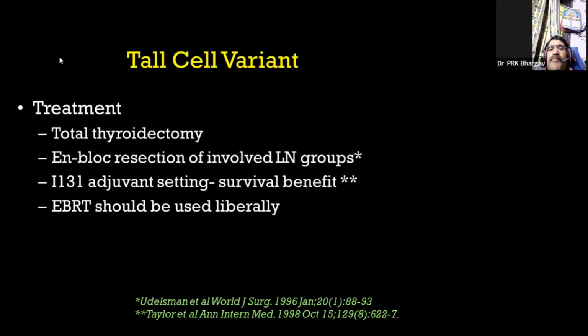Next. The treatment is obviously total thyroidectomy. There is no question of anything less than total thyroidectomy, and CCLND is to be added to this. In a few studies it has been shown that empirical use of adjuvant radioiodine therapy will definitely increase the survival benefit. Basically, we should have a low threshold to use adjuvant therapies in the tall cell variant. So that is the take home message.